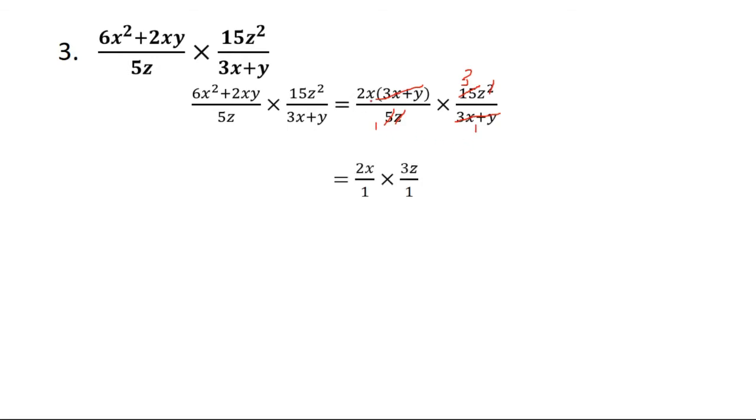So we are going to have 2x over 1, since everything here is cancelled, times 3z. Remember here was z squared, and this z cancelled one of them, so 3z over 1. So we are going to have 2x times 3z all over 1. We are going to have 6xz. Remember that when we are multiplying, the coefficients will multiply, so 2 will multiply 3. We are going to have 6. Then you have x and z.